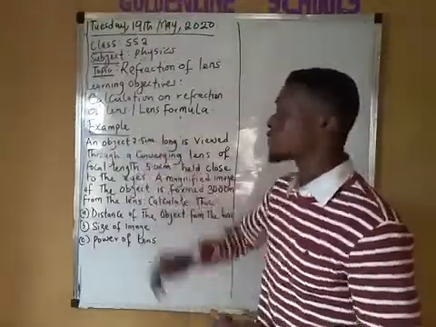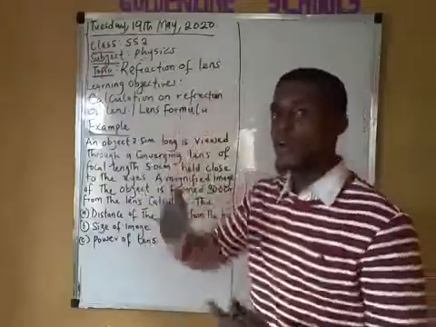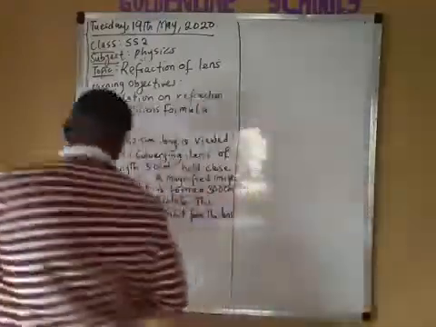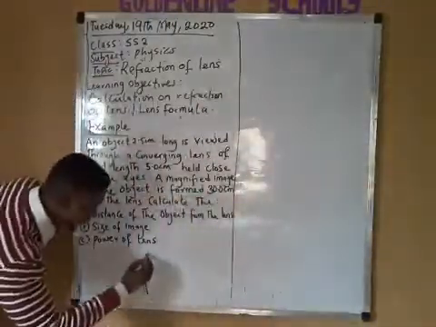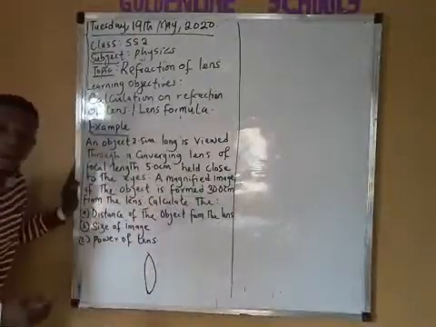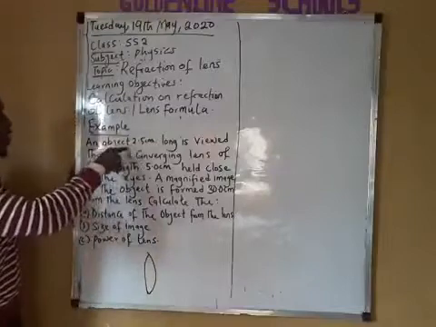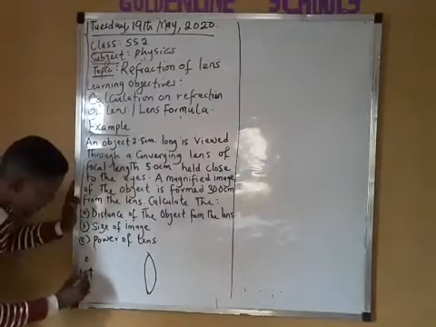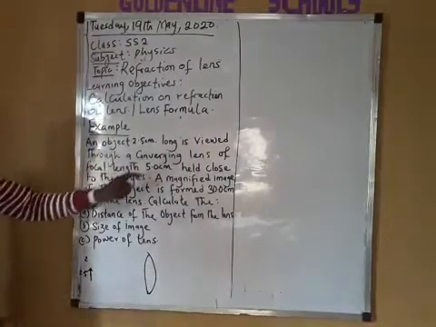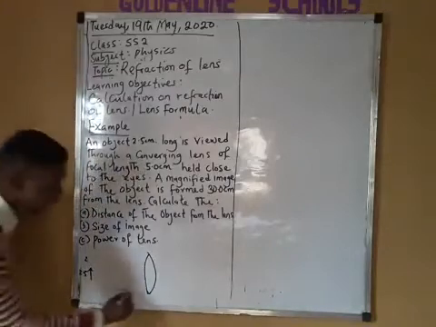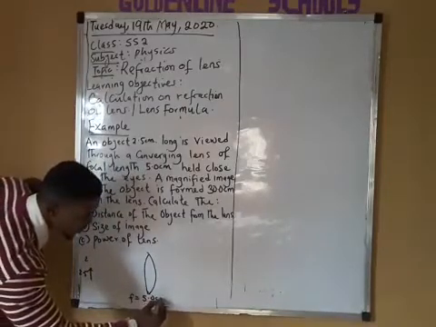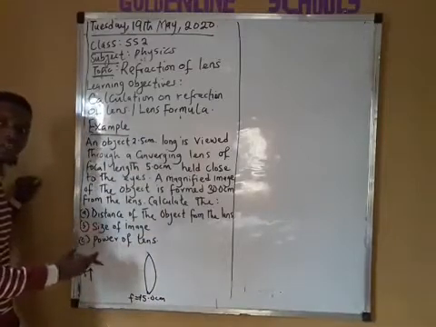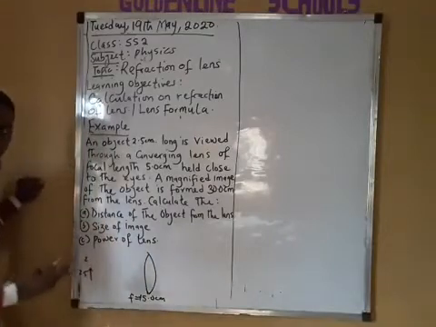Remember, this 2.5 centimeter is the object's height. So what do we do? First of all, let's start with the diagram. In the diagram on the board, you have a converging lens. Remember, a converging lens is a convex lens, and you are told that the object is 2.5 centimeter, that is the height of the object. The focal length is 5.0 centimeter and it should be positive. Why? Because it is a converging lens, and a converging lens always produces a real image. So the focal length should be positive.